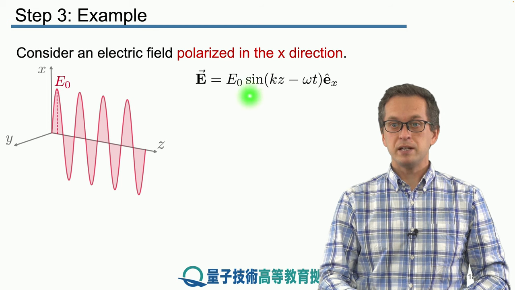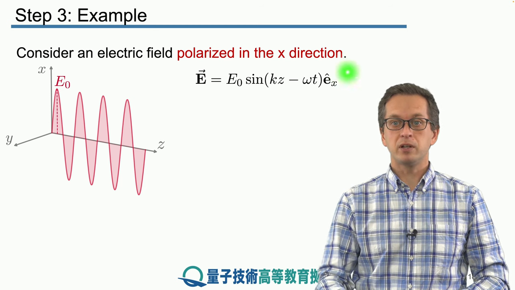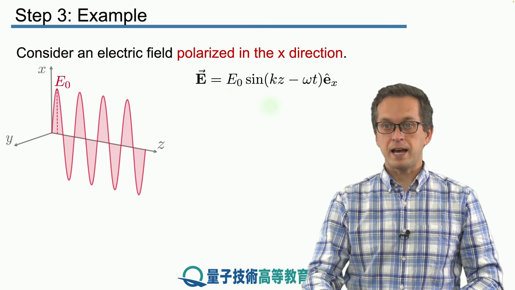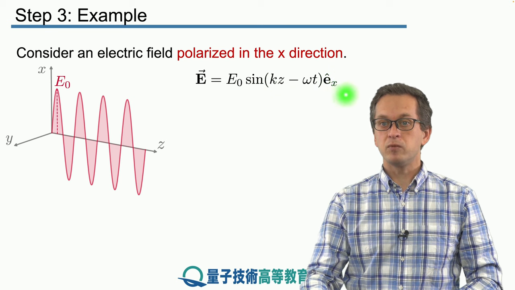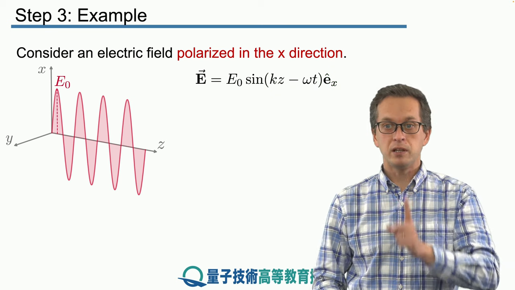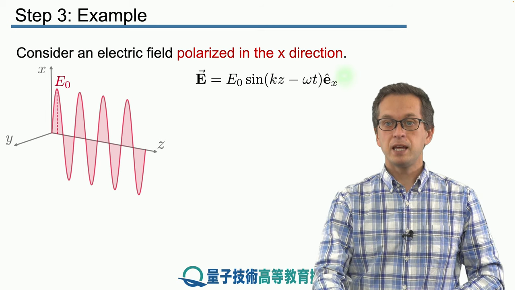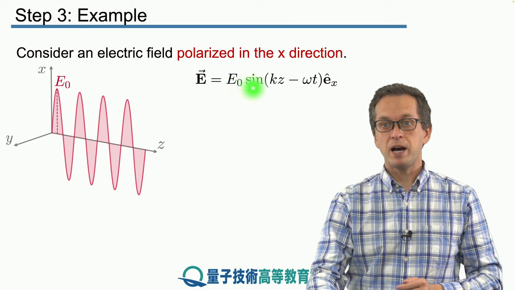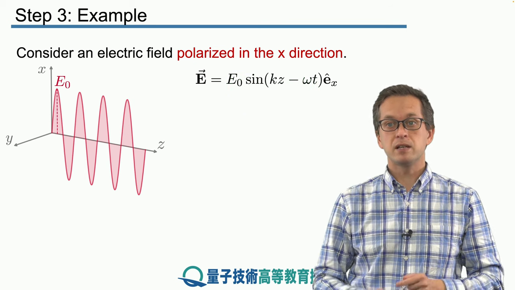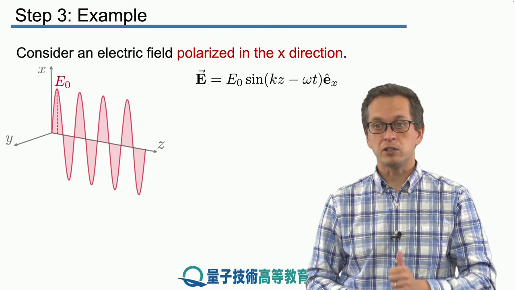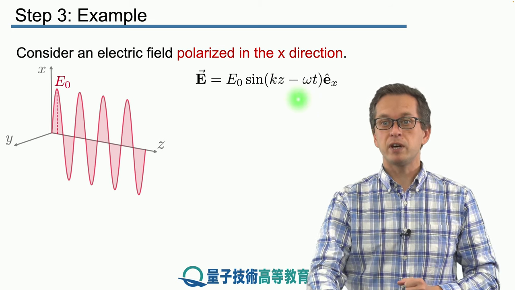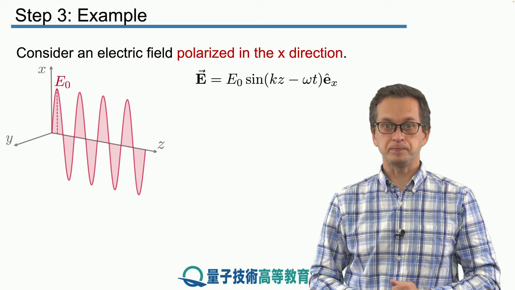Now, this is the expression for a very simple harmonic wave, E naught times sine(kz minus omega t). This hat x signifies that the electric field varies only in the x direction, like we said. kz means that it's propagating along the z direction, and this minus in front of the omega t means that it's traveling in the positive z direction, not in the negative z direction. If it was traveling in the opposite direction, we would have had a plus omega t in there.